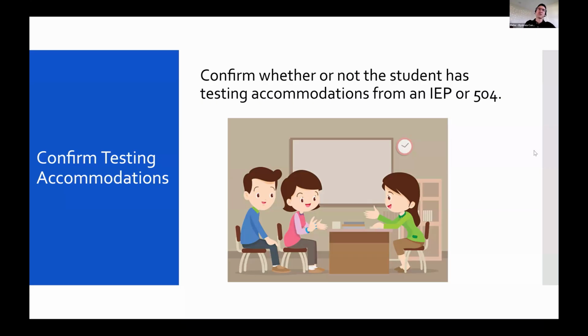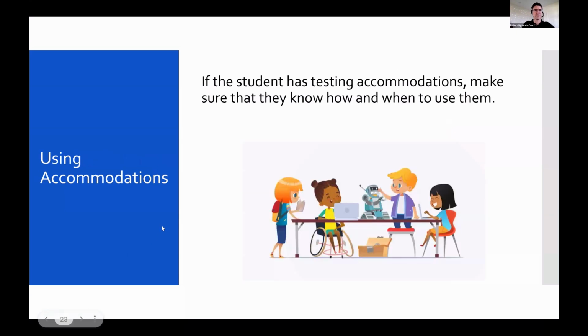Another great thing to do is to confirm testing accommodations. Confirm whether or not the student has testing accommodations from an IEP or 504. If the student has testing accommodations, make sure they know how and when to use them. Because of course, if they have accommodations available, but they're not using them, then they aren't going to do them any good.